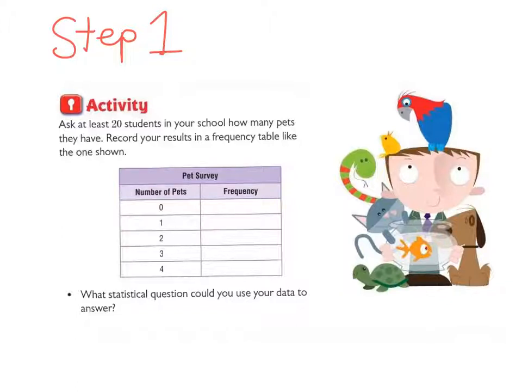And you're going to ask at least 20 students in your school how many pets they have. You're going to record your results in a frequency table like this one. And I would do it by tally marks. So if you ask someone and they have 0 pets, then you would do a tally right here. If they have 4, you would do a tally down here, okay?